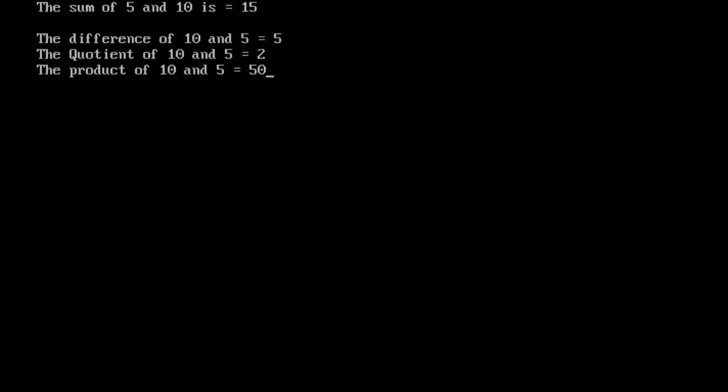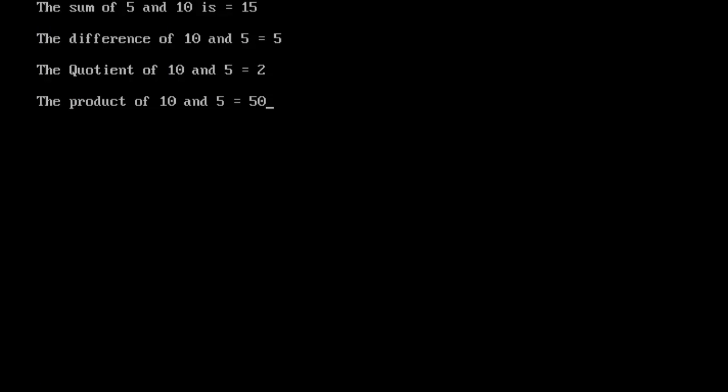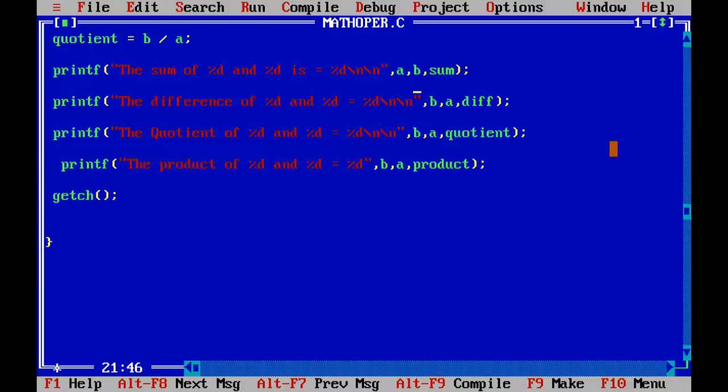So Control F9. The sum of 5 and 10 is 15. The difference of 10 and 5 is 5. The quotient of 10 and 5 is 2, because 5 goes into 10 two times. The product of 10 and 5 is 50. 10 into 5 is 50. So that's what we have got. Let us add one more \n character to get one more line break after every statement. Control F9. So this is what we have got, right?